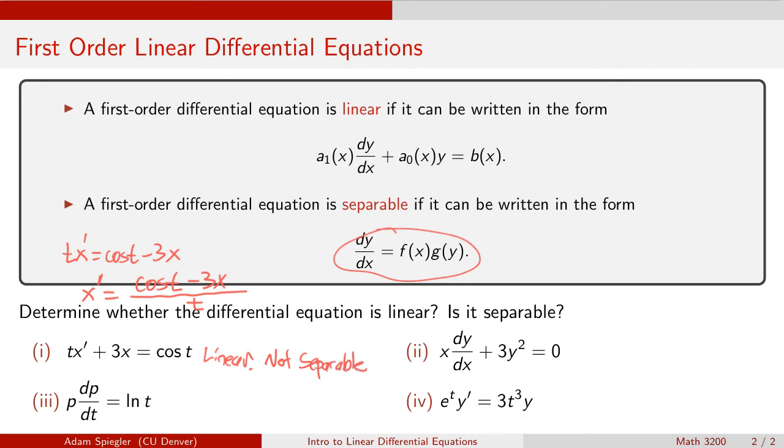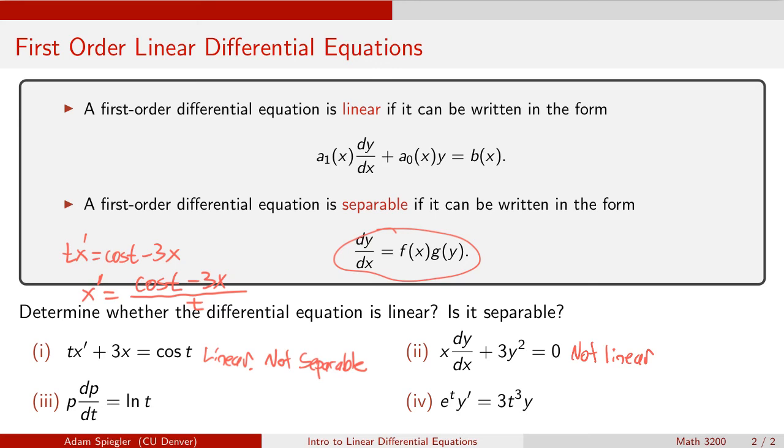If we were to take a look at 2, now we're looking at x times the derivative of y with respect to x plus 3y squared is equal to 0. So now our independent variable is x. That's our input, and the output is y. So I want to see, is this linear in y? This term is fine. This term is not, right? I have y to the second power. So this is definitely not linear.